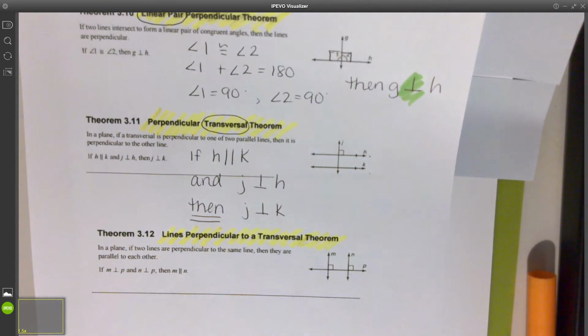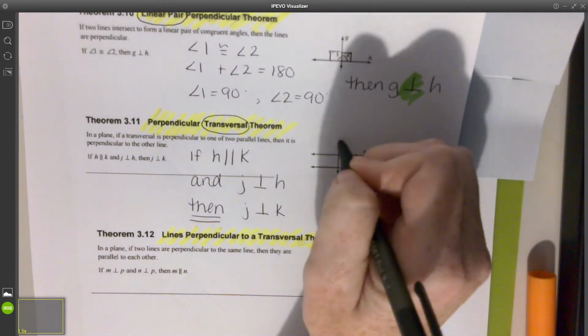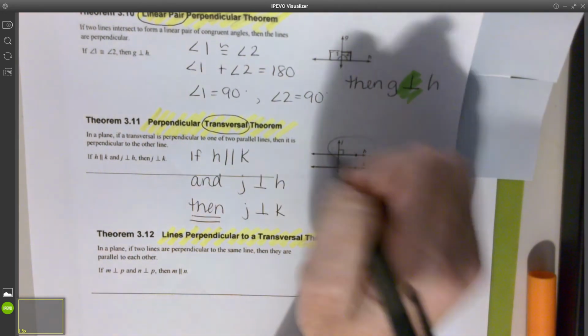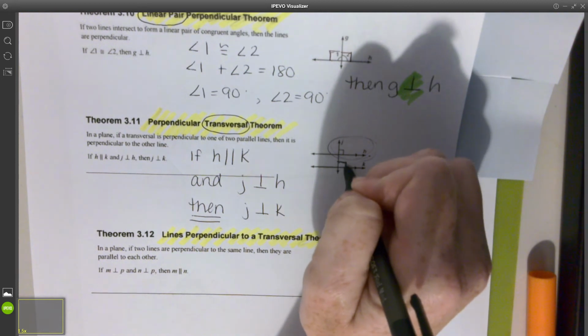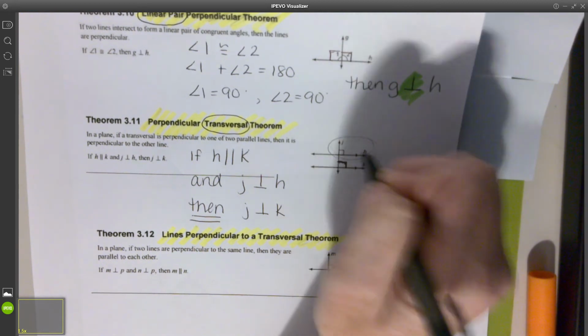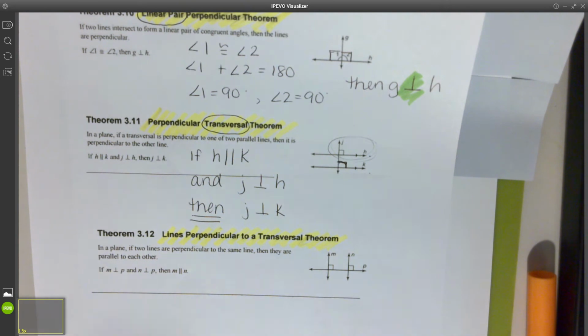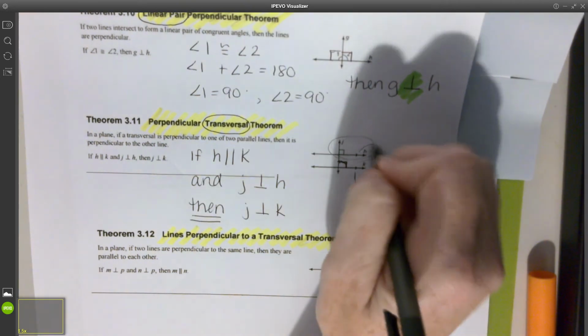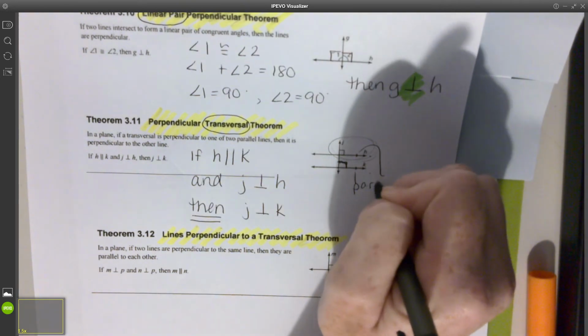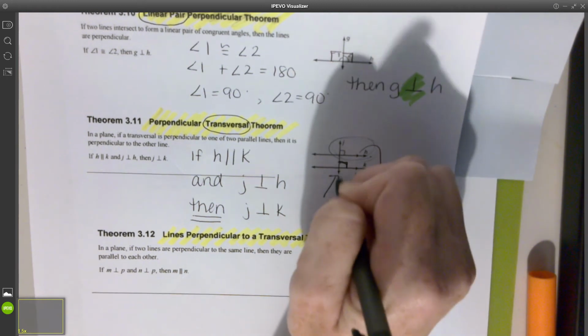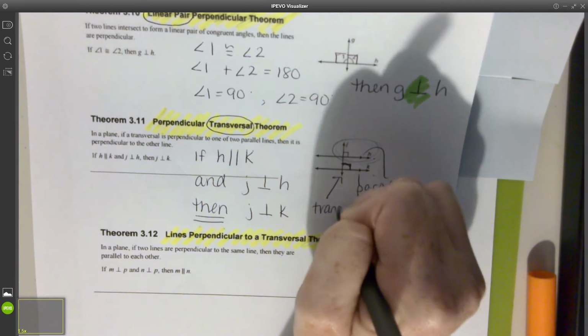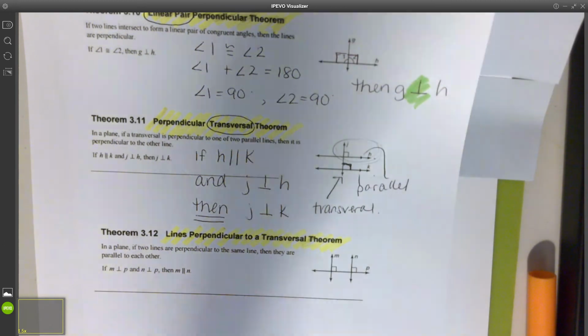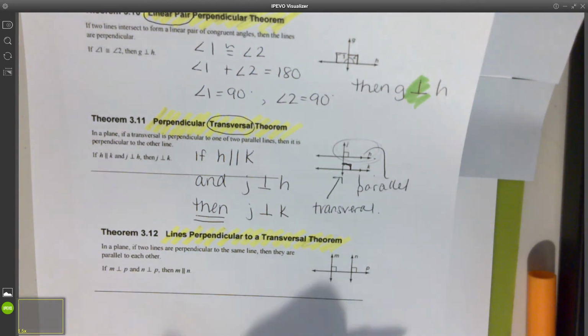So what does that mean? That means if we have a right angle here between J and H, well, then we need to have that right angle for J and K when our two lines are parallel. Remember, that would be our transversal, making those two angles corresponding. So I'm just dropping it down.